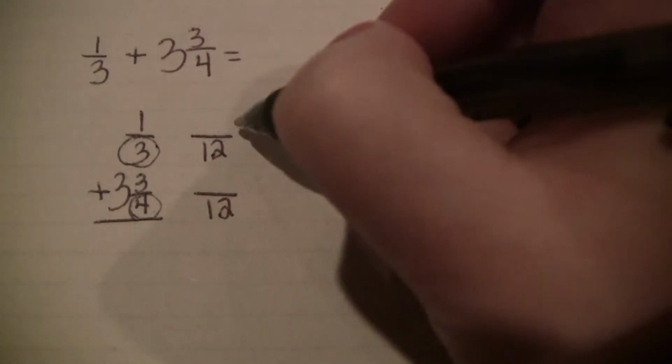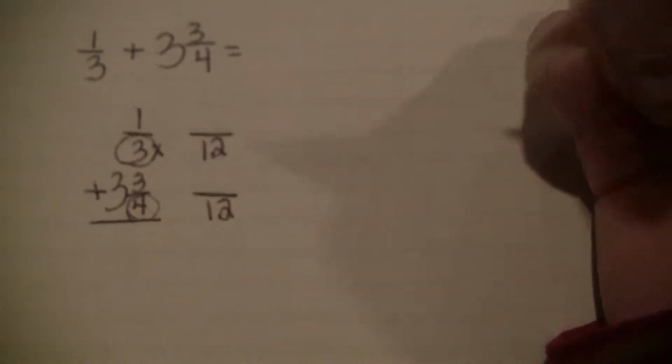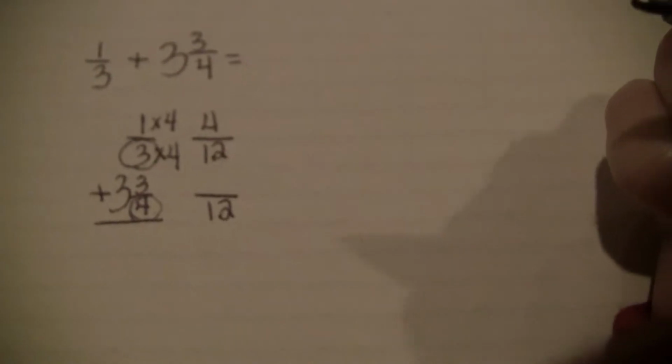I set those apart across from the original fraction so that I can see what I multiplied 3 by to get to 12. What did I do to 3 to get to 12? I multiplied it by 4. So that means I have to do the same to the top, and I do 1 times 4 equals 4 by going straight across.